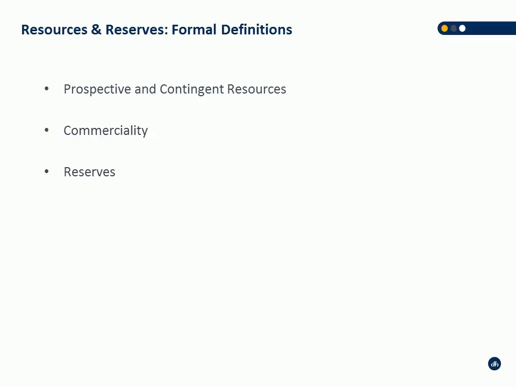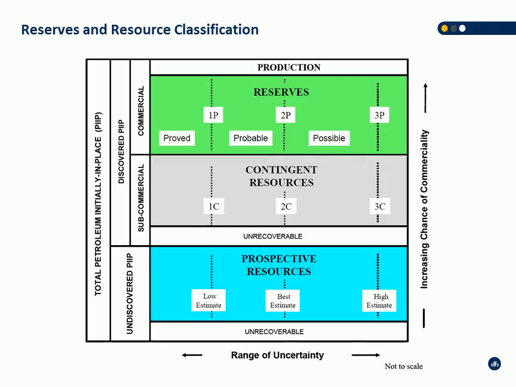So we'll talk about prospective and contingent resources, and then we'll talk a bit about commerciality and get into reserves. So we're back to this McKelvey box, which is basically that decision tree that I just put up in a different format. This box, like I said earlier, is consistent across all the definitions we're going to be talking about in the next couple of days. This is really the best representation of all of the definitions that we're discussing.